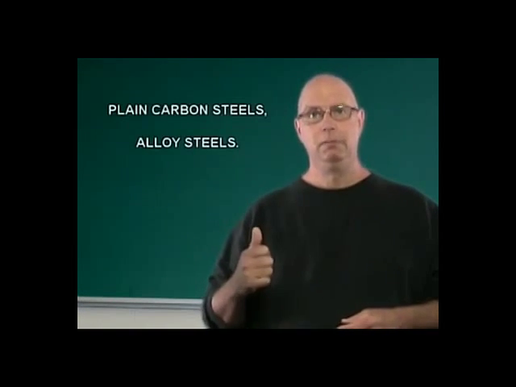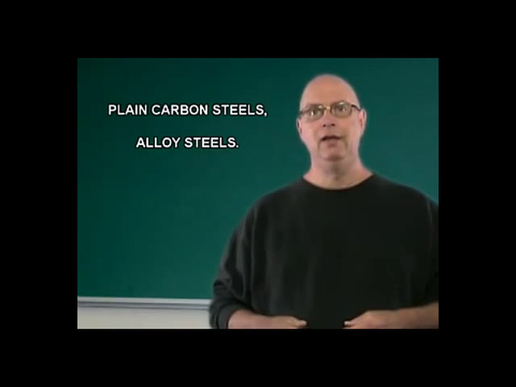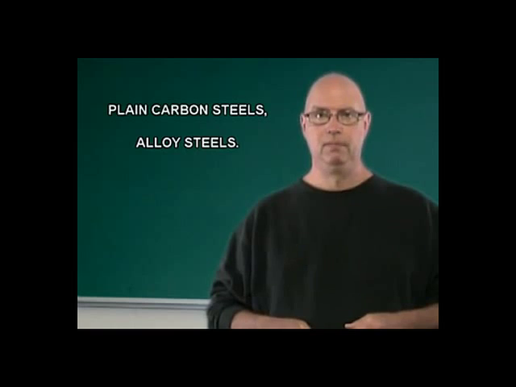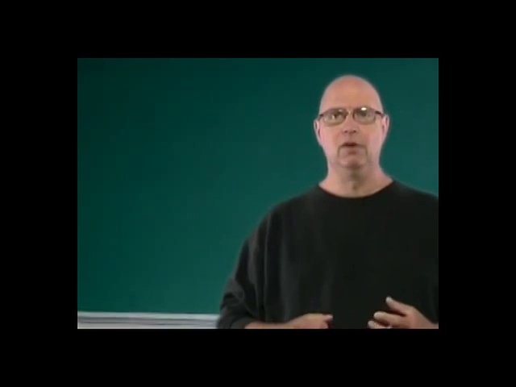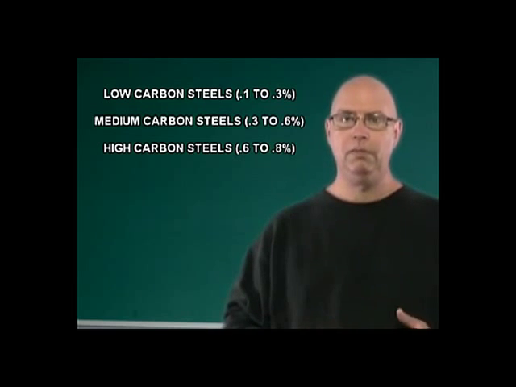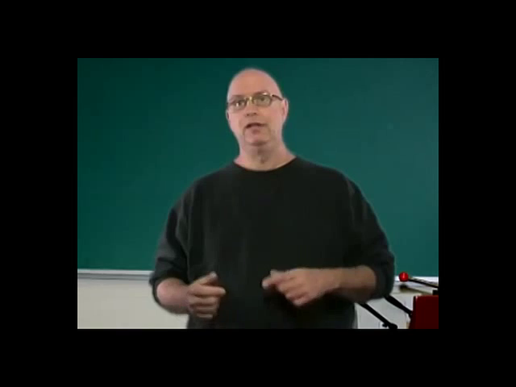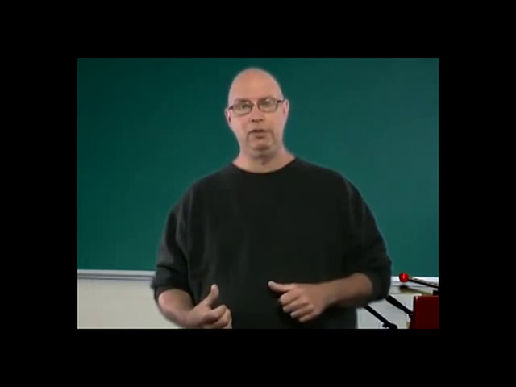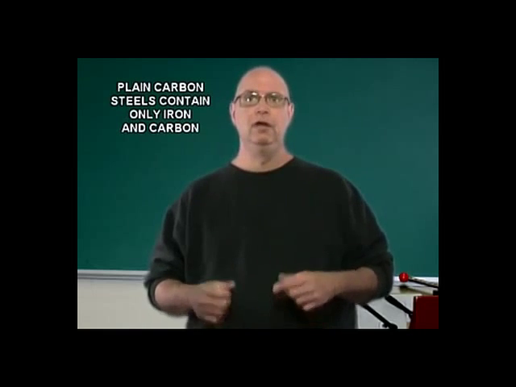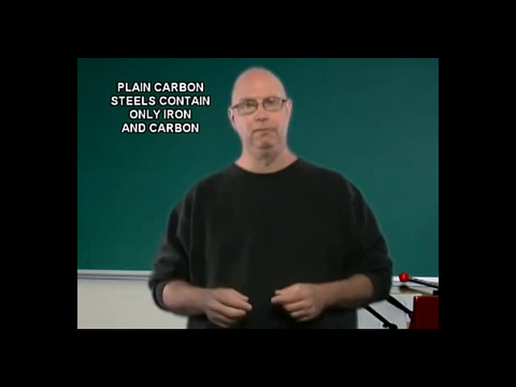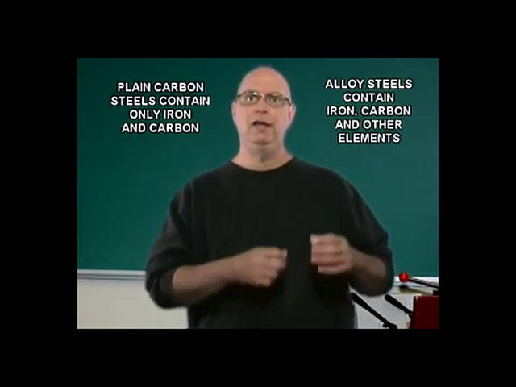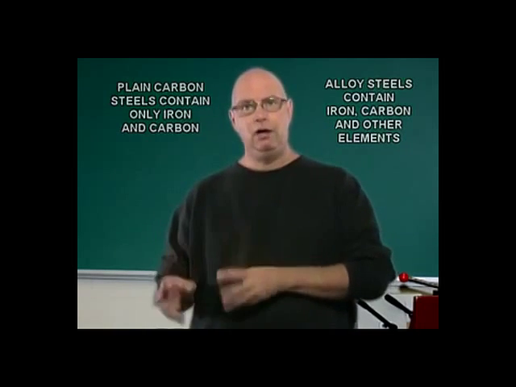If we look at the steel side of the family, we can say that steels can be divided into two large families: the plain carbon steels and the alloy steels. The plain carbon steels, well, there are only three types: low carbon steel, medium carbon steels, and high carbon steels. It's important to note that the difference between plain carbon steel and alloy steels is that plain carbon steels contain only iron and carbon, whereas the alloy steels contain iron, carbon, and other elements.